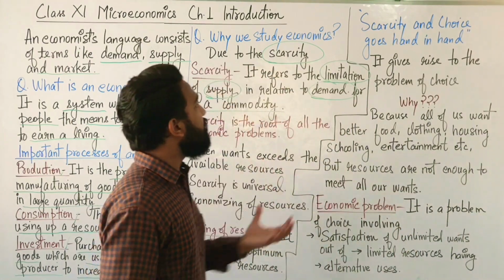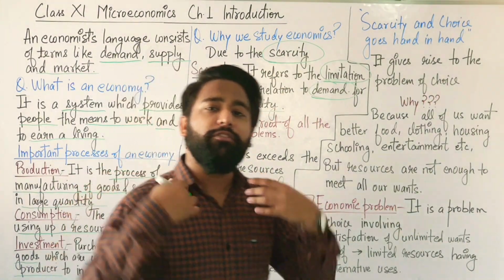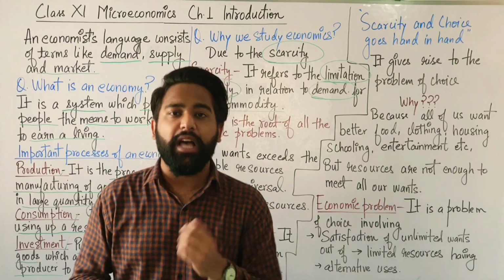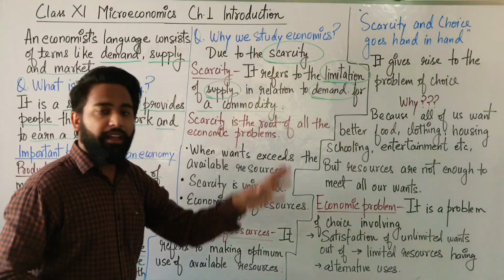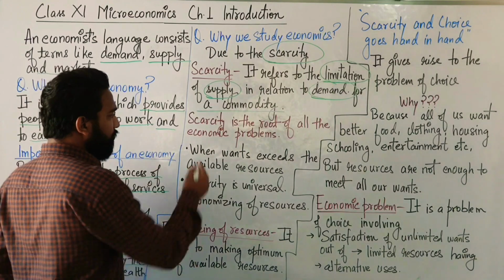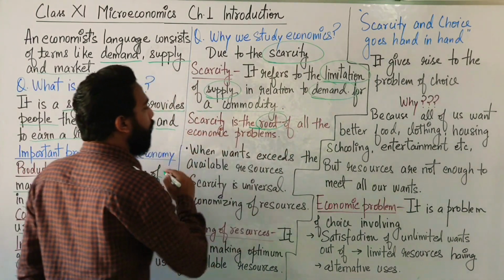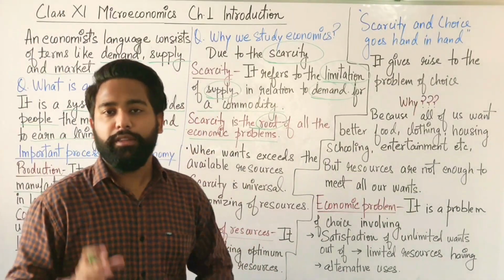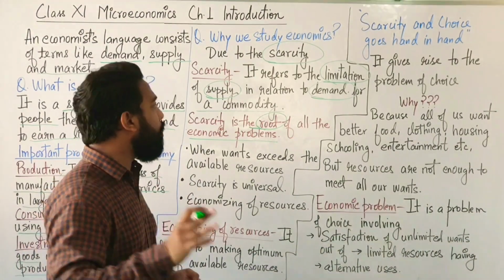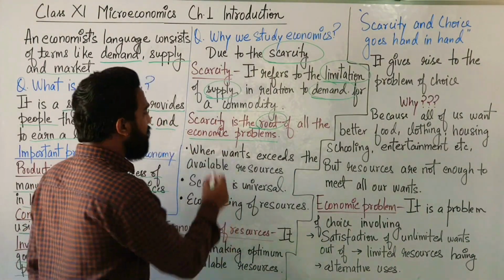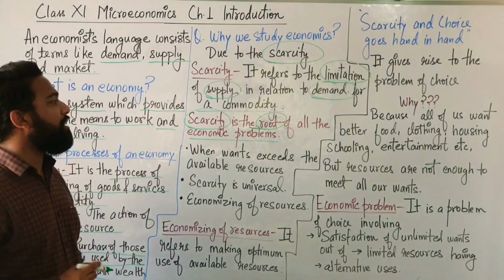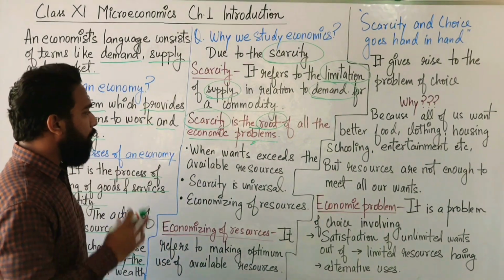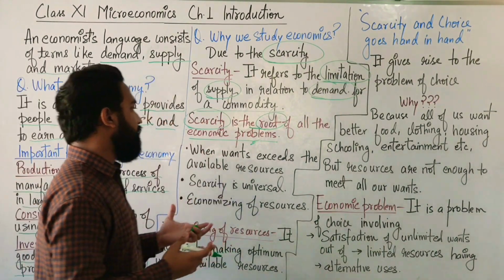Understood? And scarcity is a universal thing. In the whole world, there are some resources which are not present, or they are present in a very limited amount. So scarcity is the mother of economics. Scarcity is the root of all economic problems. There are some economic problems, and the root cause of those economic problems is scarcity. Is that clear? Now, what can we understand from this?